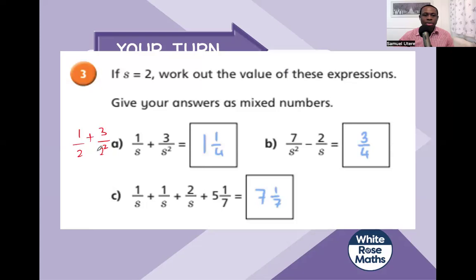By now, you should know how to do that. I'm not going to go into detail. This should be 7 over 4 because 2 squared is 4. So 7 over 2 squared, subtract 2 over 2. So it's a bit like saying 7 over 4, subtract 1. Okay?